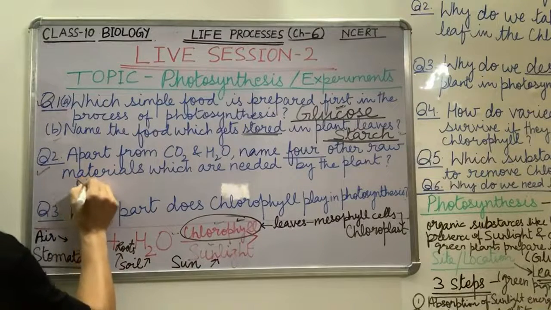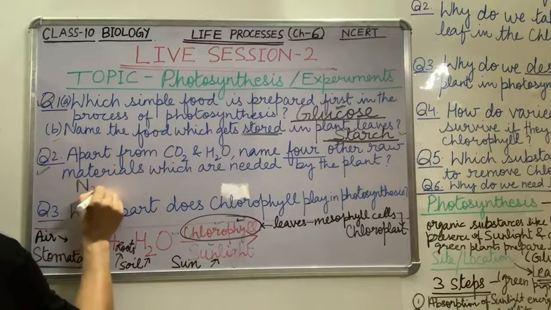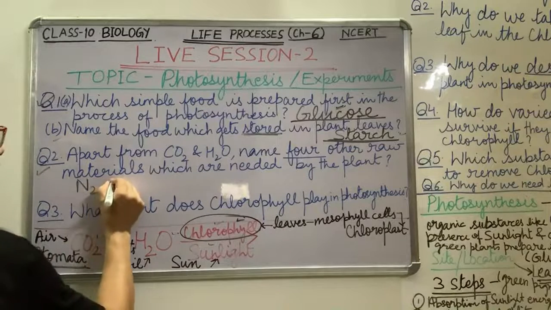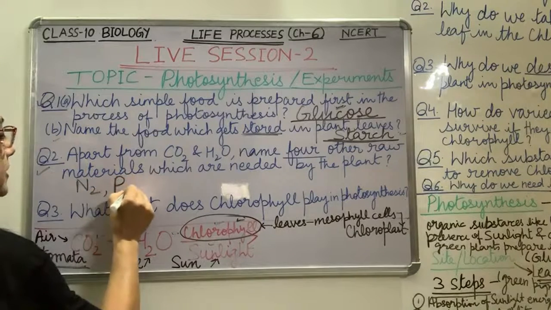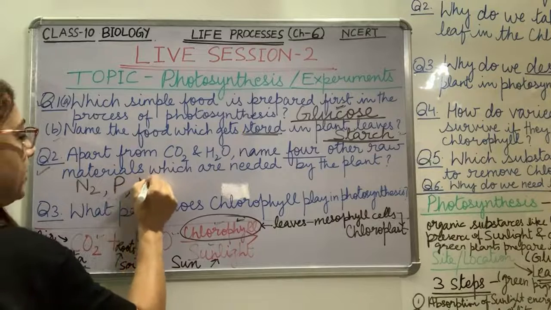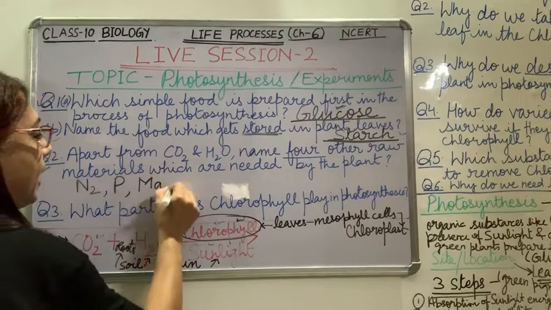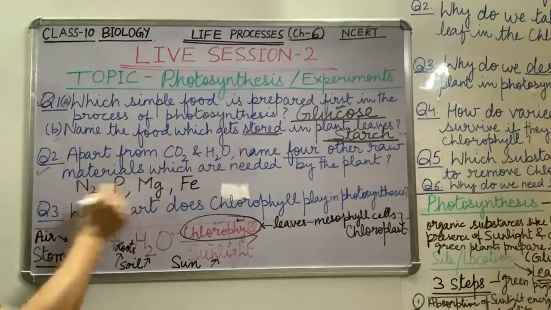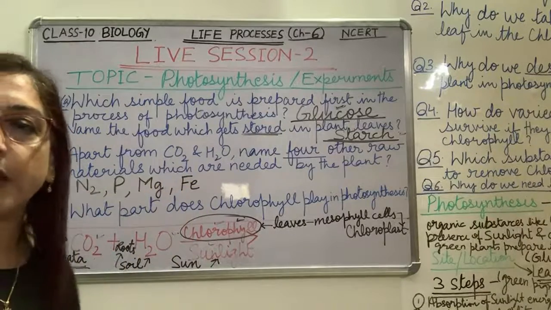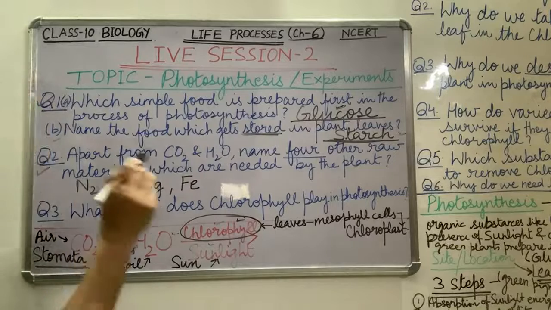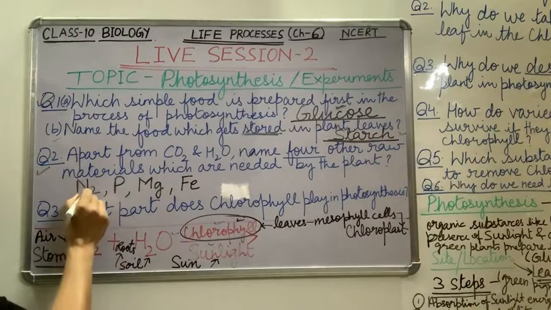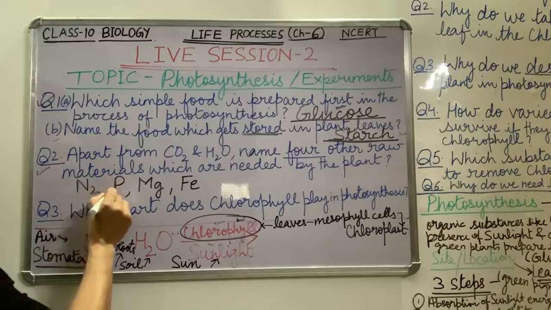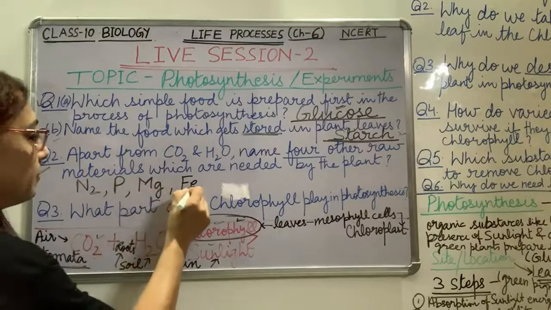One is nitrogen. Then you have phosphorus. Then magnesium and iron. I hope you know these symbols from your chemistry class. So apart from these raw materials, the plant also needs nitrogen, phosphorus, magnesium and iron.